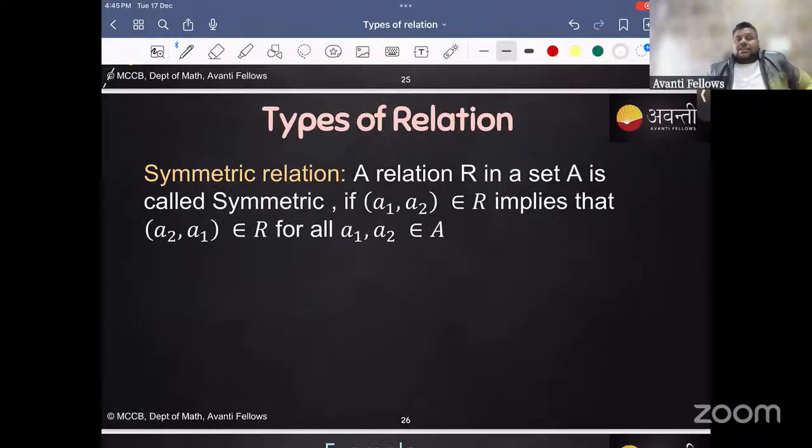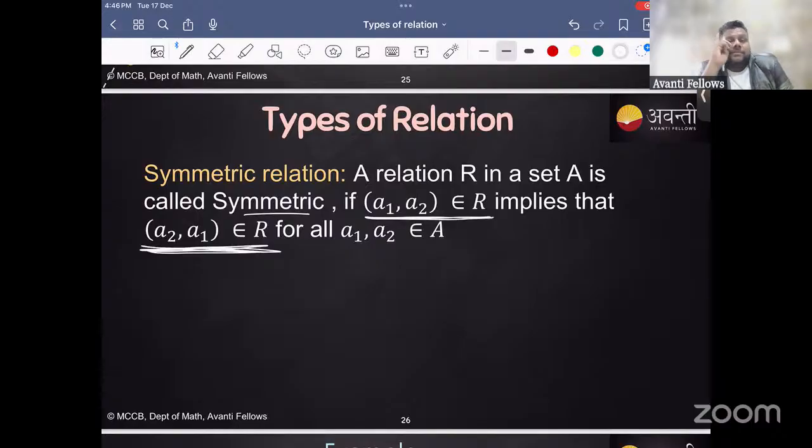Now, symmetric relation. What is symmetric? So a relation R inside A is called symmetric if, this is very simple, see, if (2, 3) is in R, (3, 2) should also be there in the relation. Am I clear? So if (a1, a2) belongs to the relation, then (a2, a1) should also belong to the relation to make this relation symmetric. Got it?